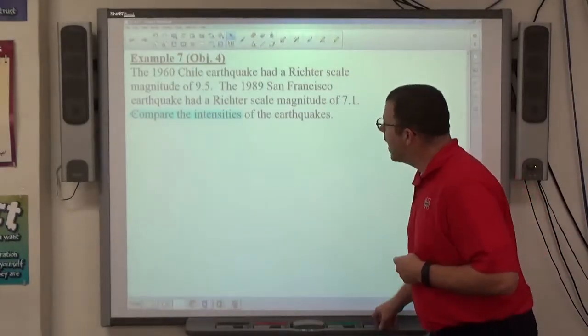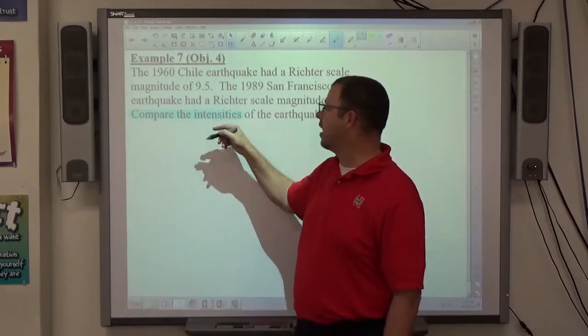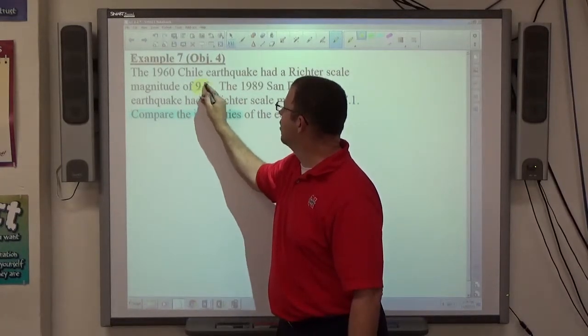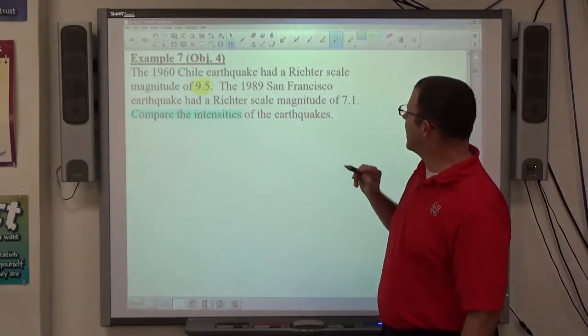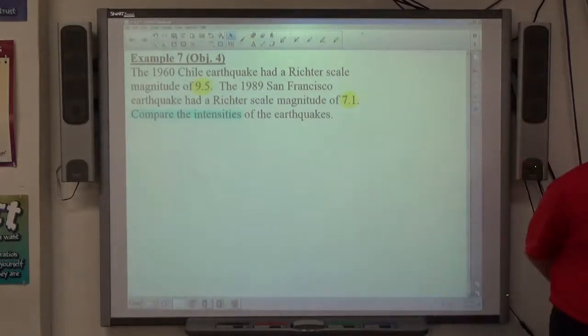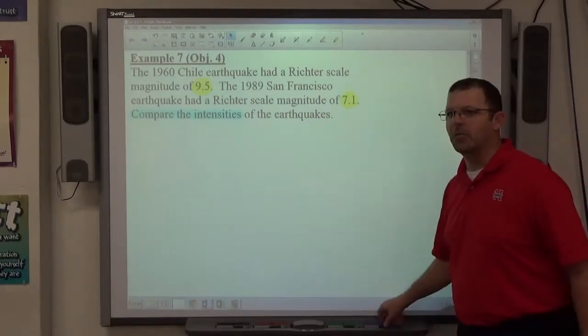If we take a look at the Richter scale magnitudes they've given us here, anytime you're comparing intensities, they're going to give you Richter scale magnitudes. The Chile earthquake had a Richter scale magnitude of 9.5. The 1989 had a 7.1. That's our Richter scale magnitudes. Which earthquake's stronger? 9.5, the Chile, right? You did not want to be anywhere near Chile in 1960 when that earthquake hit. 9.5 is pretty rough.